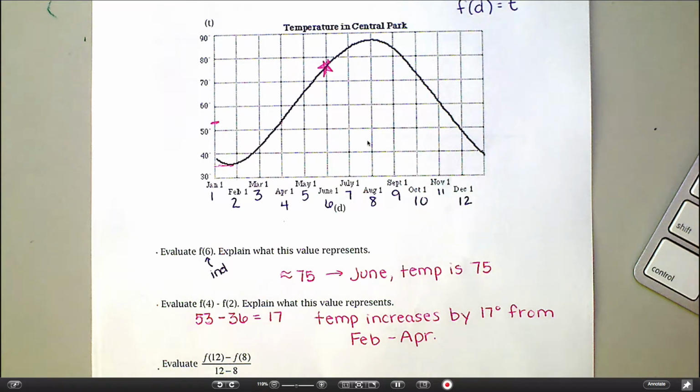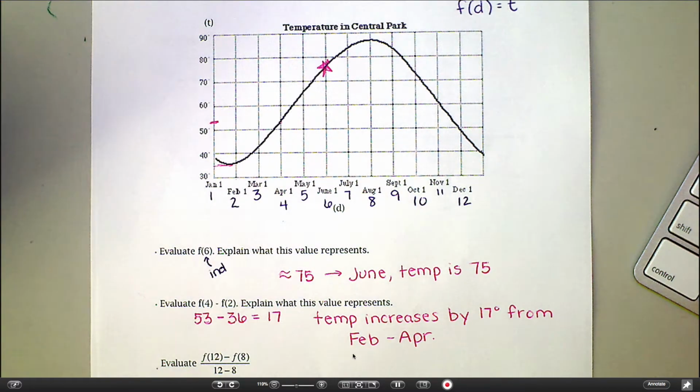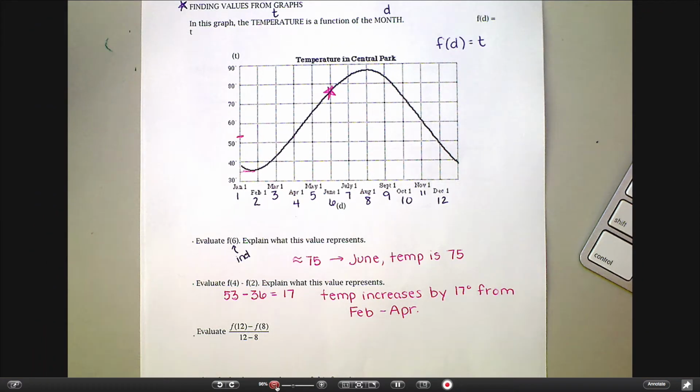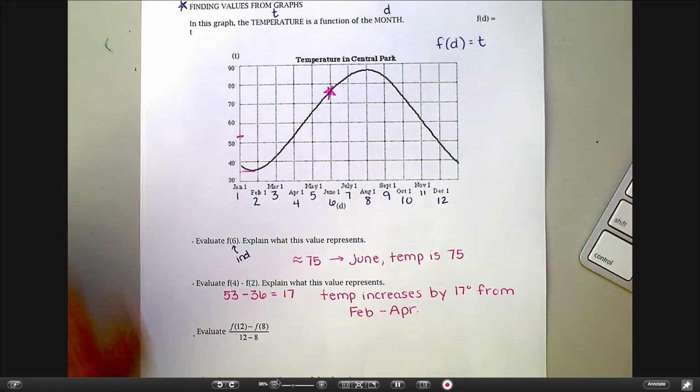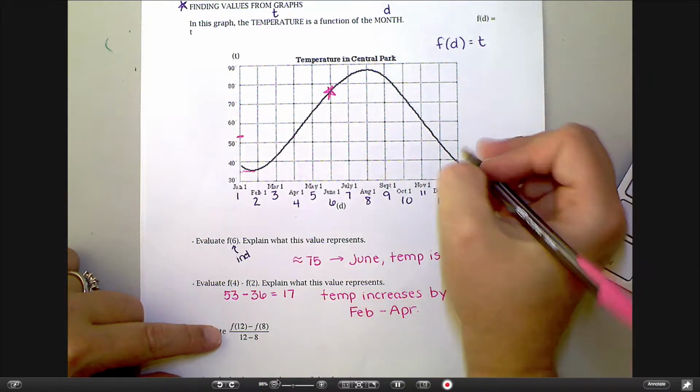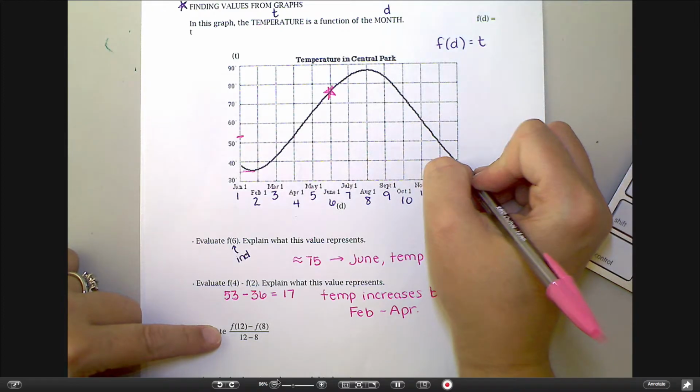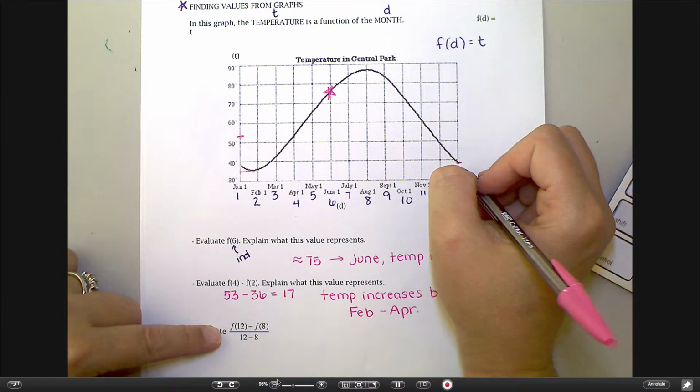And our last one. We did one very similar to this in the homework yesterday. I think I'll shrink this so I can get the graph on the screen. We didn't do it off of a graph. We did it just out of a table of numbers, but I think you're going to get the same kind of idea from this. So f of 12, that's my December temperature, and I'm going to call that maybe 38.